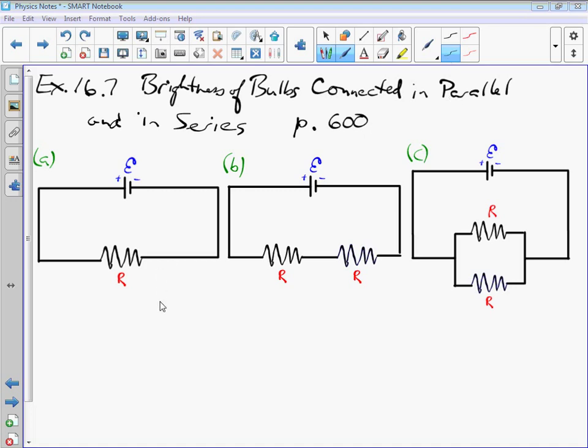For resistors in series, the equivalent resistance would be equal to R plus R. So if I were to say what the equivalent resistance is in circuit B, you would say, well, that's equal to 2R.